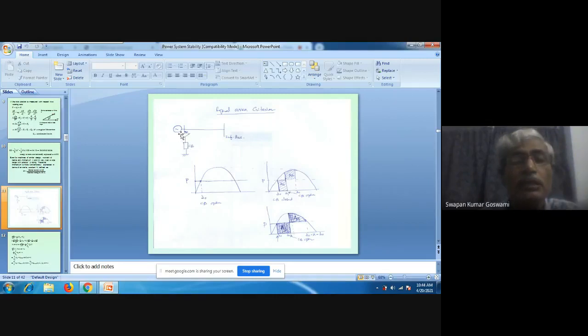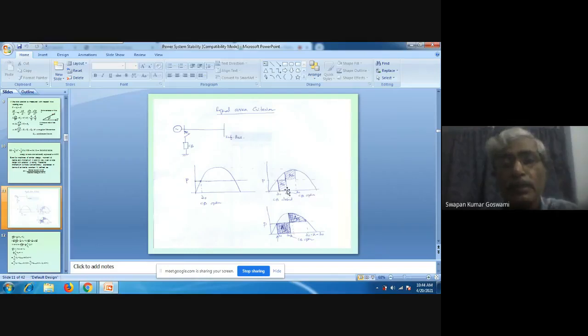As soon as it is opened, what happens? Now this terminal is not connected to ground. That means the terminal voltage is restored immediately because the short circuit is removed. As the terminal voltage is restored, obviously, the field current we have not changed. As the field current has not been changed, what will happen? The same field flux is there. Again, the power angle curve will remain the same.